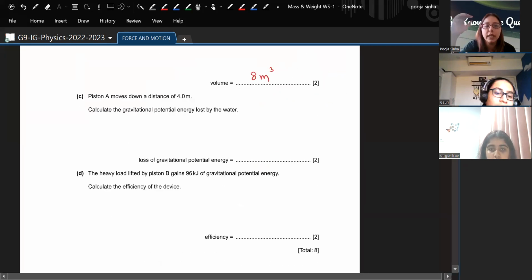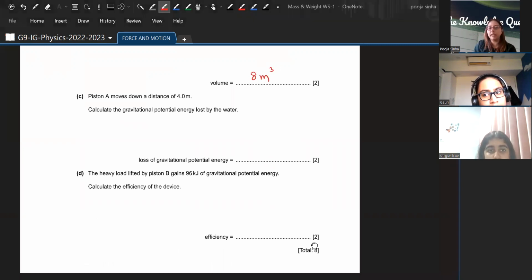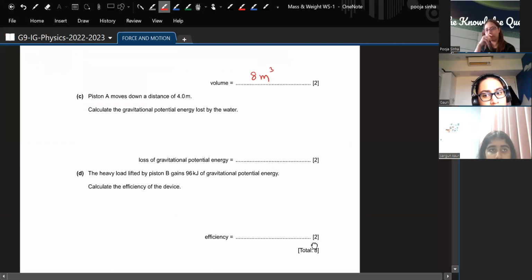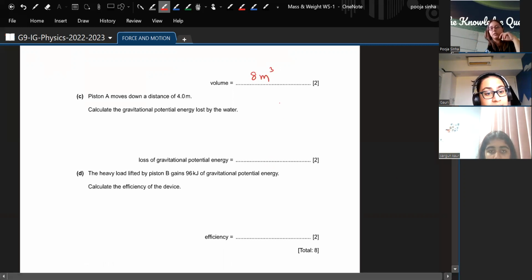Piston A moves downwards, moves down a distance of 4 meters. Calculate the gravitational potential energy lost by water. Gravitational potential energy formula. Now, we're using a lot of formulas here. What is the formula now for this one? Gravitational potential energy. GPE, potential energy is always mgh. That is the formula for potential energy.